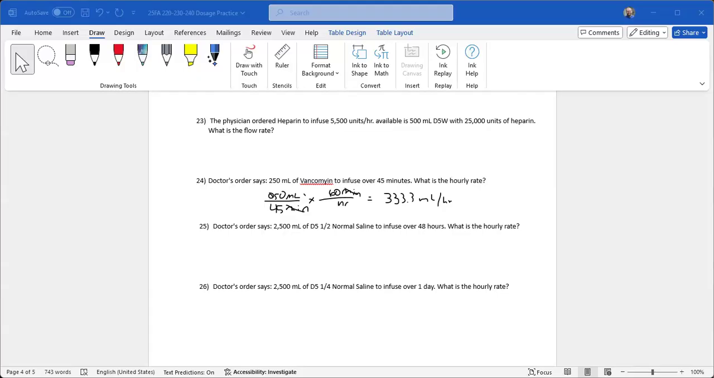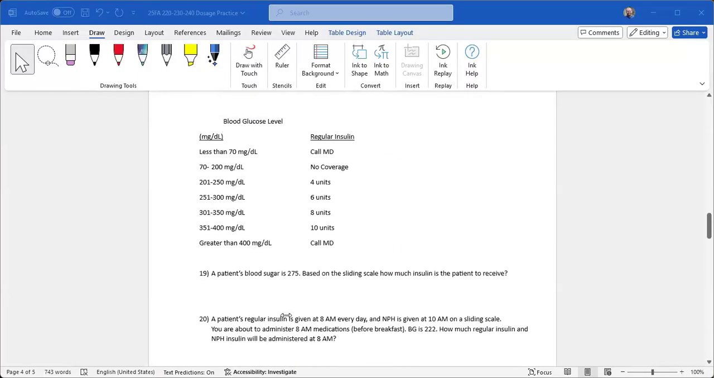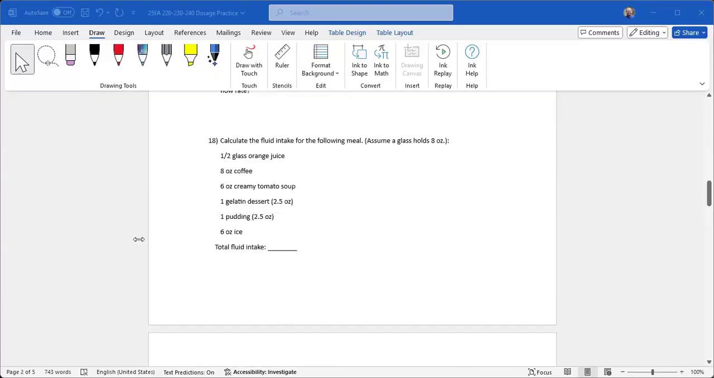Dr. Rad, on the one intake question, sometimes in my head I'm confused on certain things to add. I thought that we would include pudding in this, but based off of the answer key, it looks like you didn't include it, so I just wasn't sure. I thought it would be pudding, similar to gelatin, but I always get confused with that.